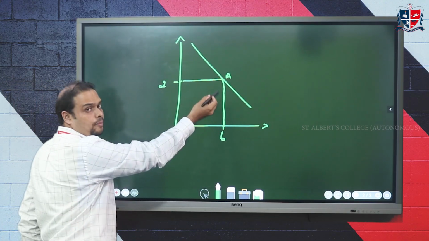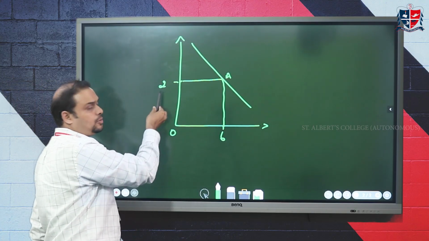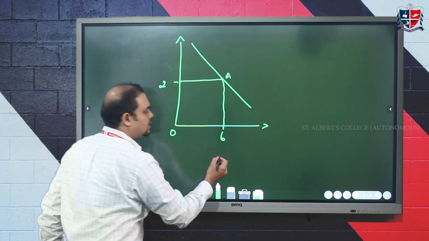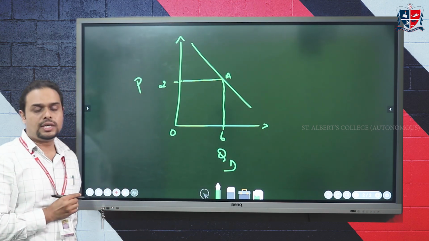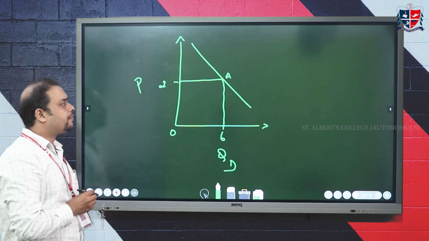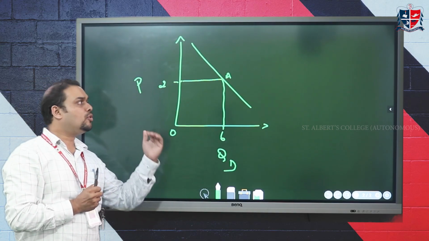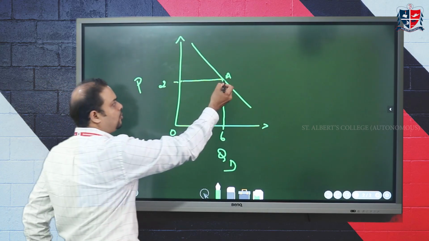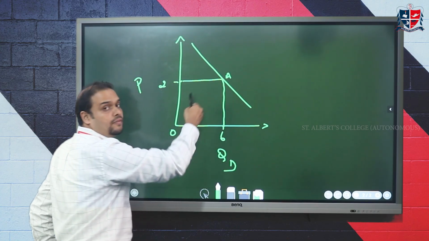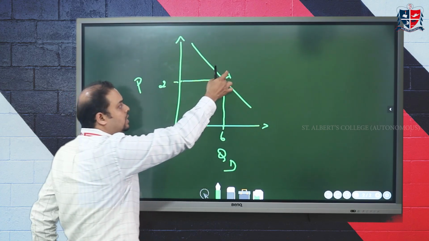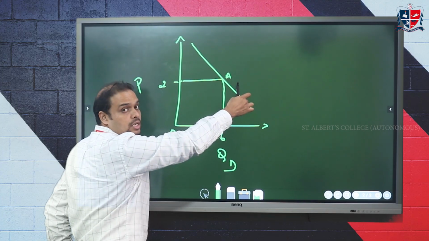So point A represents that at the price point 2, the quantity demanded is 6 units. Now, movement along the demand curve means this point A might shift upwards or it might shift downwards. The demand curve as such does not move. It will only shift upwards or it will shift downwards.